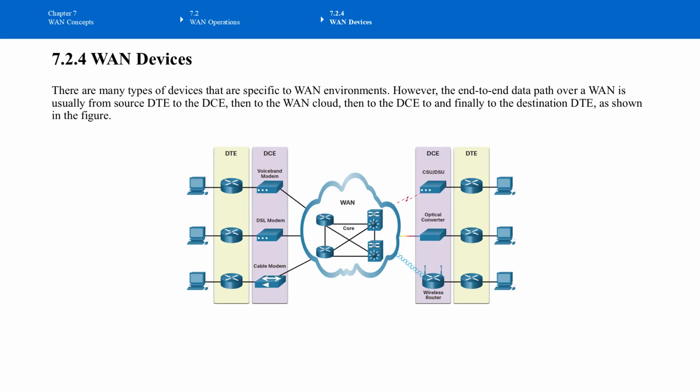7.2.4 WAN devices. There are many types of devices that are specific to WAN environments. But the end-to-end data path over a WAN is usually from source DTE to the DCE, then the WAN cloud, then to the DCE, and finally to the destination DTE, as shown in the figure.